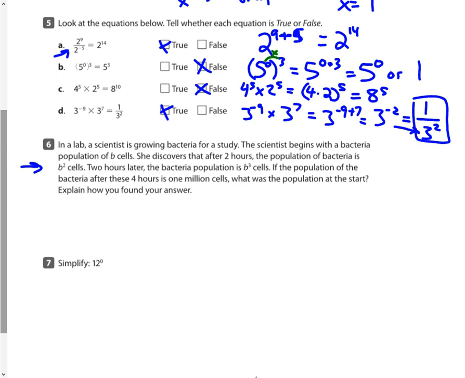So if it's B cubed, and it's equal to 1 million, so B cubed equals 1 million. That's what it said at the end. Can we find what B is? Because B is what it would have started with. Well, let's do the cube root. B would be the cube root of 1 million. The cube root of 1 million, if you type it into your calculator, it's 100.